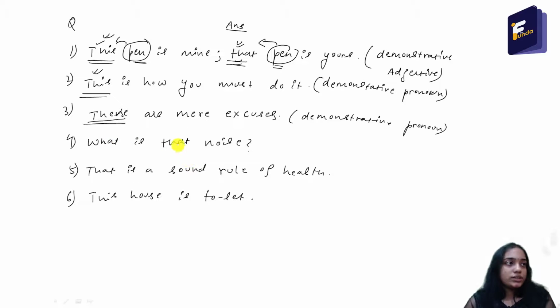What is that noise? By looking at the sentence, I can say that that is the demonstrative word, and it is describing the noun, that is noise. So from the definition I can say that that is a demonstrative adjective. And also from the trick I can say that as noise is a noun and that is coming just before the word noise, so it is a demonstrative adjective.